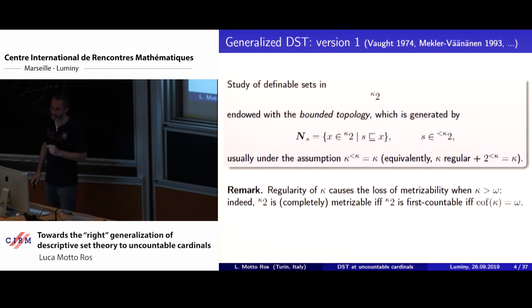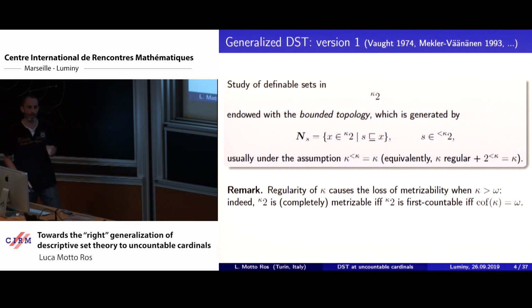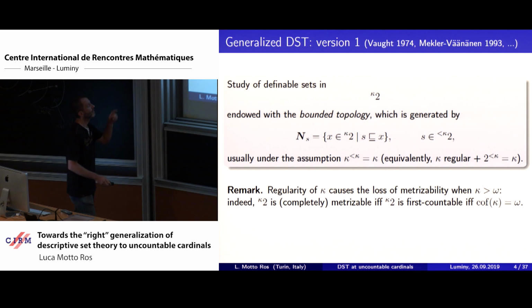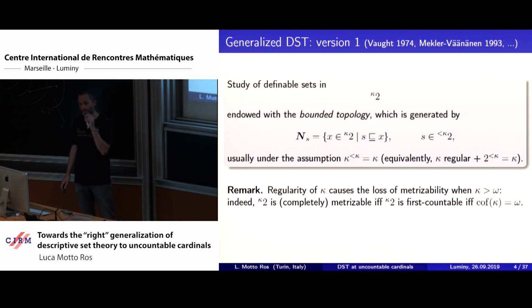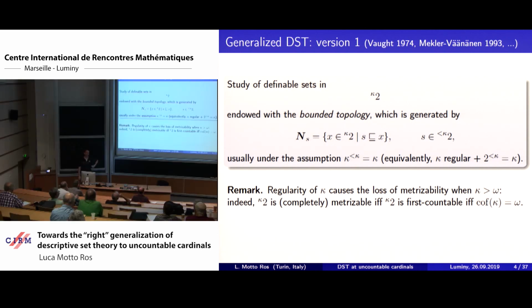Notice that if you concentrate on regular cardinals, then you lose a lot from descriptive set theory, because this space 2 to the kappa is metrizable if and only if kappa is of countable cofinality, okay? So we are really in another situation where you don't have metrics, you don't have this kind of objects, and one has to devise new techniques.